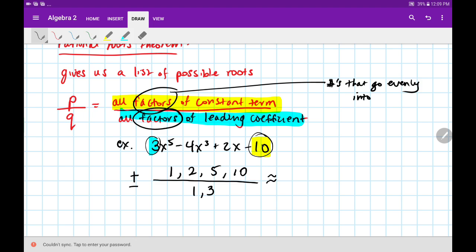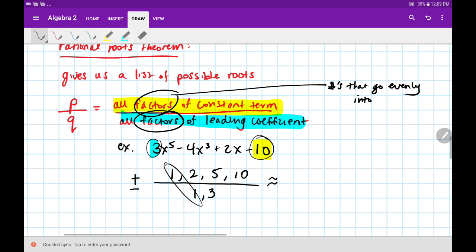So once I've listed them out, now I need to actually try all these combinations. 1 over 1, 2 over 1, 5 over 1, and so on, and list them out. So first, I'm going to use this denominator and try every coefficient with that denominator. So 1 over 1 is just 1. 2 over 1 is just 2. 5 over 1 is 5. And 10 over 1 is just 10. Don't forget we're trying the positive and negative versions.